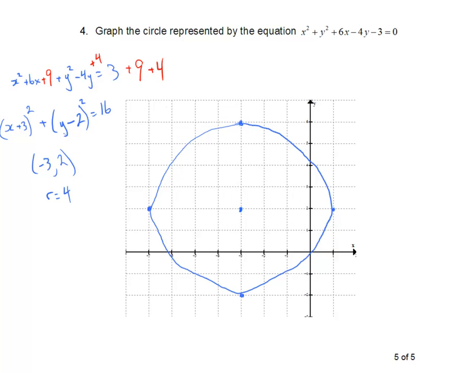So that's the examples for circles. In the next video, we'll begin to look at ellipses.